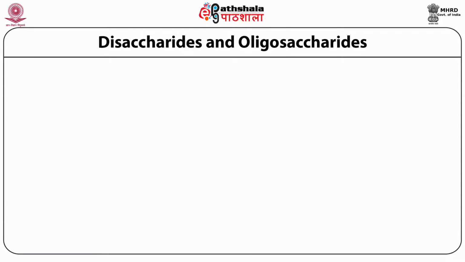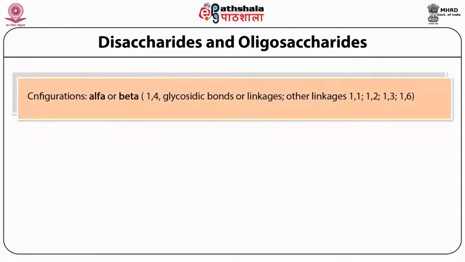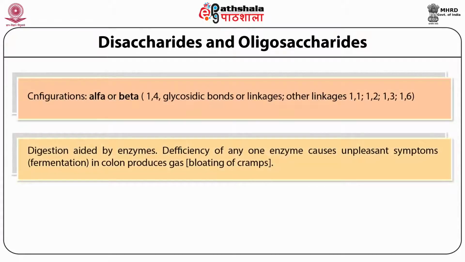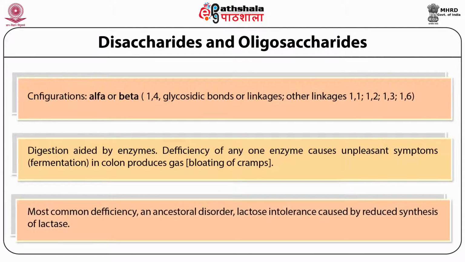For disaccharides and oligosaccharides, again the configuration is alpha or beta. Digestion is aided by enzymes, and deficiency of any of the enzymes causes unpleasant symptoms. Fermentation in the colon produces gas. The most common deficiency is lactose intolerance, caused by reduced synthesis of lactase, and so on. These are the problems of disaccharides.